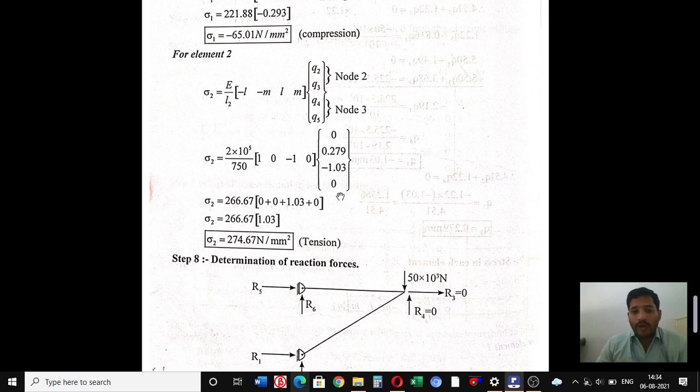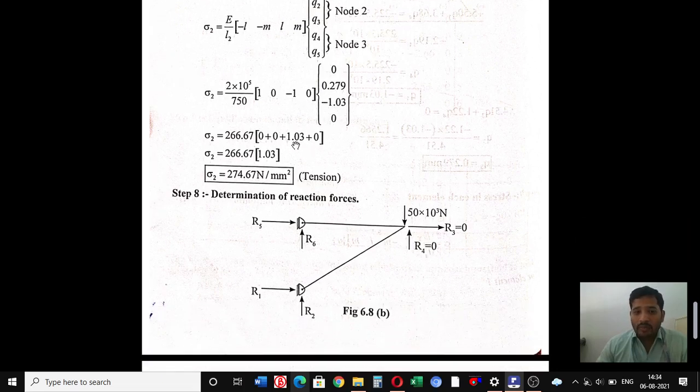The same concept we need to follow here. 2 into 10 power 5 by 750. If you divide, then you will get the answer 266.67. Clear? Again, this row into this column. 1 into 0 becomes 0. 0 into 0.279 becomes 0. Minus 1 into minus 1.03, minus into minus becomes plus, so 1 into 1.03 becomes 1.03, plus 0 into anything becomes 0.